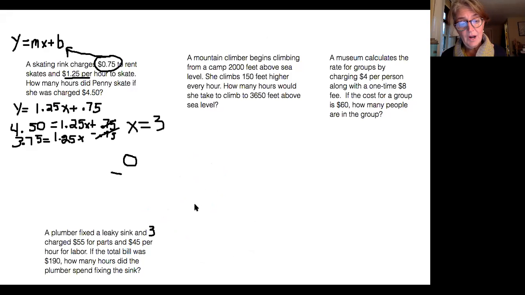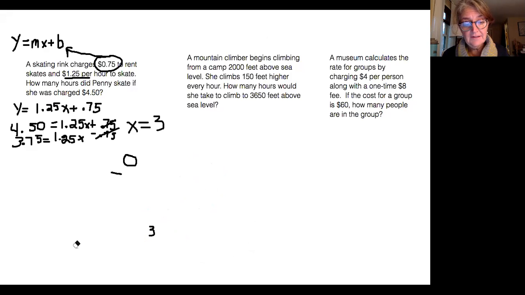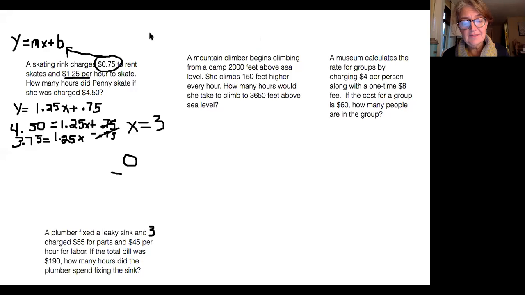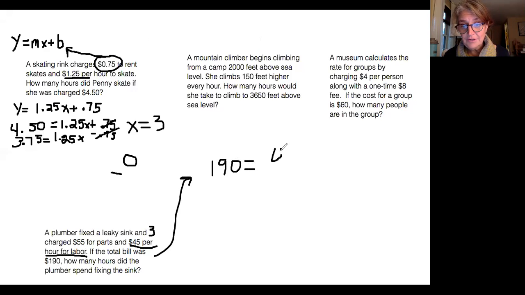Let's read this problem. This problem says a plumber fixed a leaky sink and charged $55 for parts and $45 per hour for labor. If the total bill was $190, how many hours did the plumber spend fixing the sink? Okay, so let's bring this up here. The total cost was $190. And we know our m, our per, was $45 an hour.